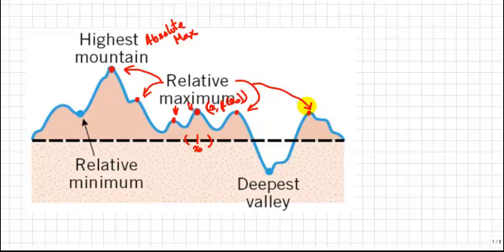Relative minimums are these points here, the points at the bottom of the valley. It's the smallest point over a particular interval. So in this case, we could call this point x naught. And if you look in the immediate neighborhood, some interval around x naught, the value of the function here is smallest at x naught. It's got the smallest value for these.